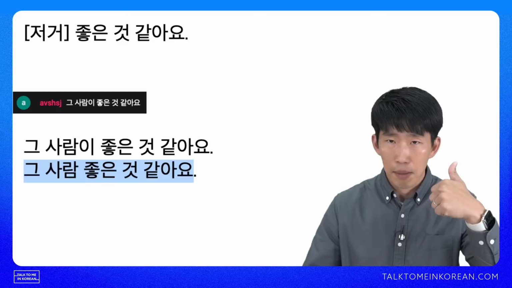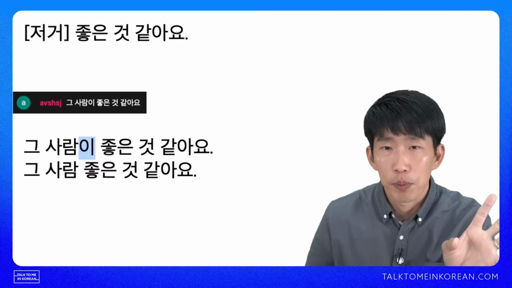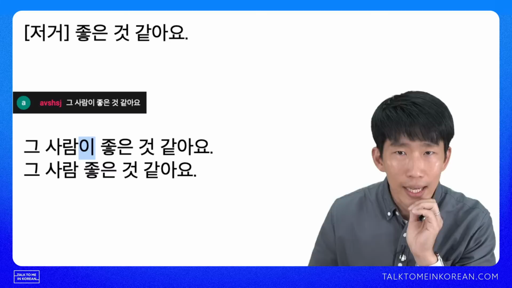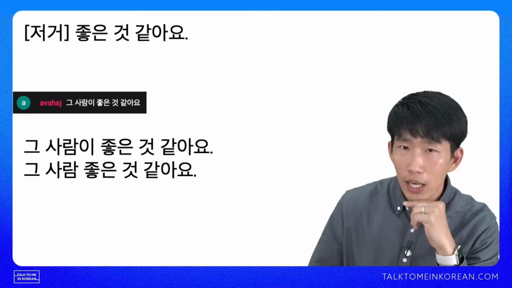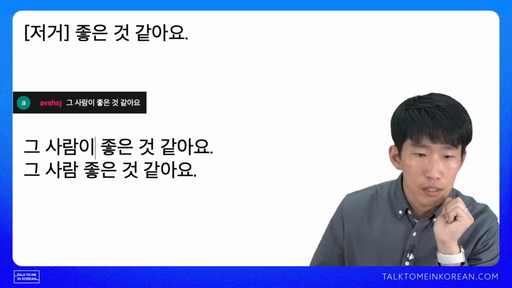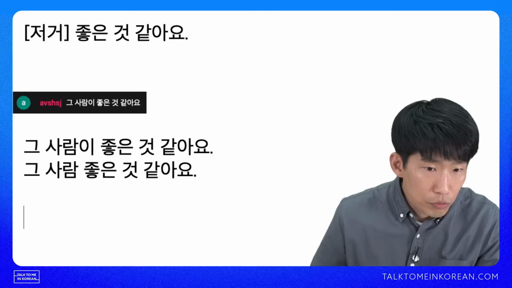그 사람이 좋은 것 같아요. If you use the subject marker, you sound a little more specific as to who's good, who's a good candidate for this job. 그 사람이 좋은 것 같아요. Or your friend likes someone and you're talking to another friend of yours, like, who does she like? 그 사람이 좋은 것 같아요. So you're specifying who is the good person. But other than that, it's a very good sentence.